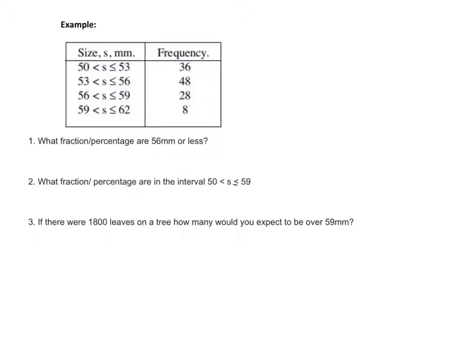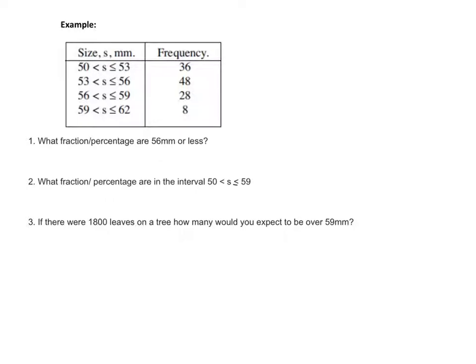Remember, these are leaves. So we have to work out the total number that are less than 56 millimeters. Well, this group are 50 to 53. These are 53 to 56. This is greater than 56 and less than or equal to 59, and that's 59 to 62. So we essentially want to find out what fraction these 2 groups are as a total out of the whole.